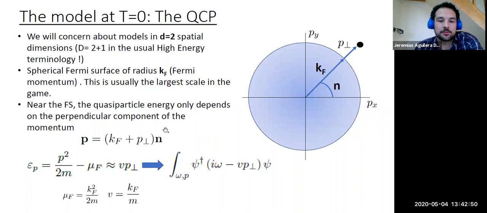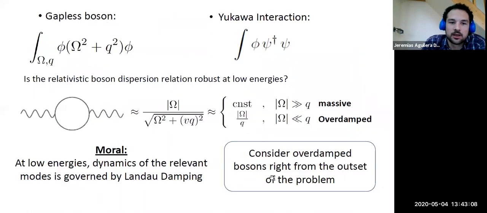And in a very good approximation, near the Fermi surface, the energy of such an excitation can be just parameterized by this linear dependence on the orthogonal separation. So our three-level kinetic term for the fermions will be this one here. Now we will add gapless bosons. They will interact through a usual Yukawa interaction with the fermions.